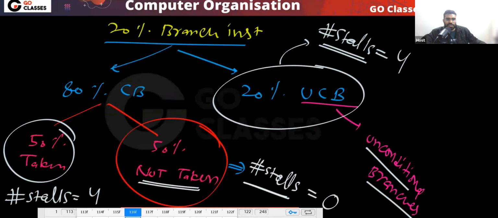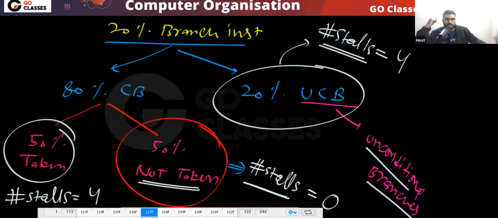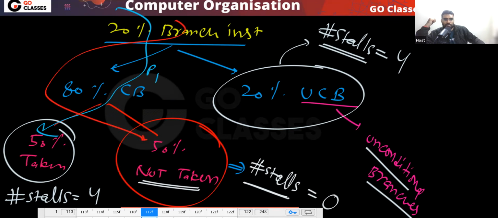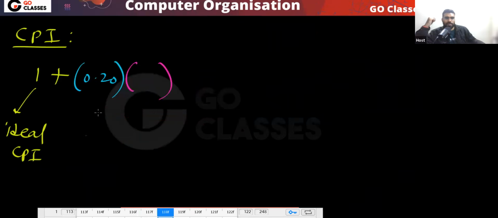If you want to solve this question, you can make 3 paths. Let's call one path P1, another P2, and another P3.